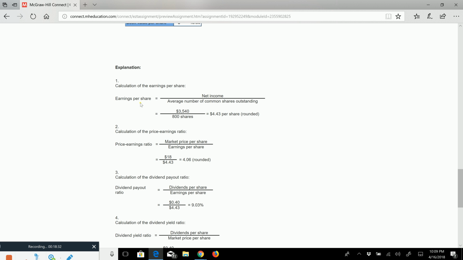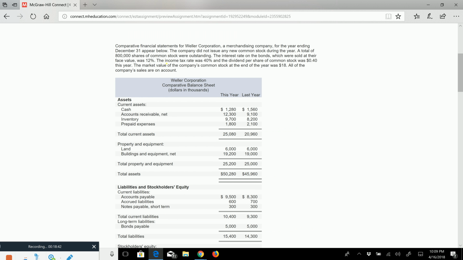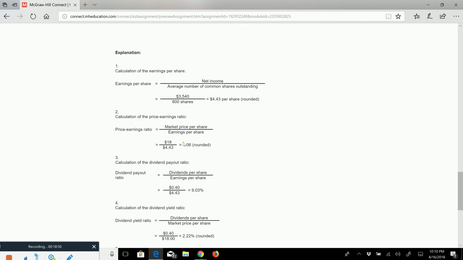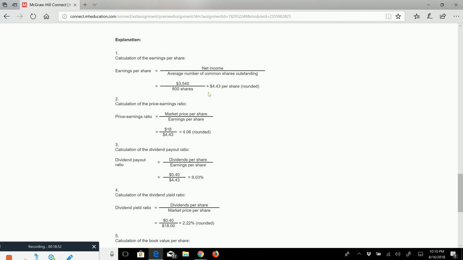And we said earlier that was 800,000 shares. Because these numbers are in thousands, we'll drop off the last 3 zeros. You see it says dollars in thousands. So we're going to drop off the last 3 zeros on our common shares outstanding, just like we dropped the last 3 zeros on these dollar amounts. $4.43 per share. Price earnings ratio, also known as the PE ratio.